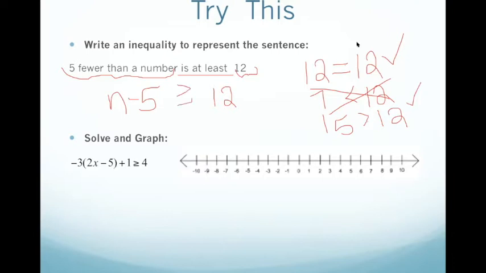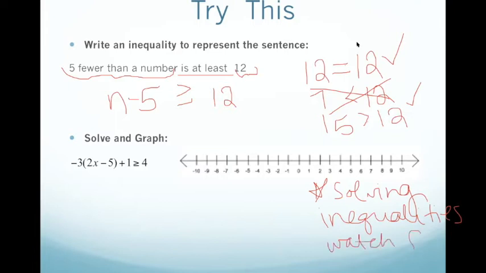In the second example here, we want to solve and graph. First, we need to solve. And the key for solving inequalities is exactly the same as solving equations, except we need to watch for multiplying or dividing by a negative. Because if you'll recall, when you're solving an inequality, if I multiply or divide by a negative, the inequality symbol has to switch. So let's see if we can solve this inequality.